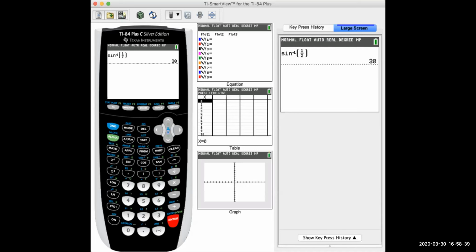So our next equation was sine of theta is equal to -√3/2. So we're going to do the same thing. I'm actually just going to borrow the entry from before, and I will just change the 1 to a negative square root of 3. Hit enter. And now the calculator tells us that it's -60 degrees, which is true. The sine of -60 degrees does result in -√3/2.